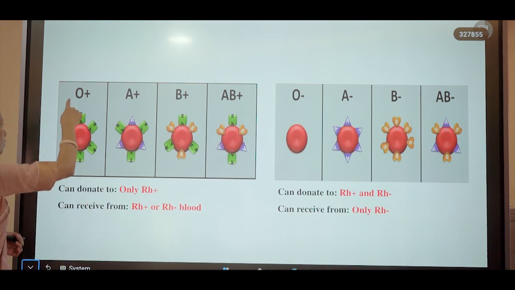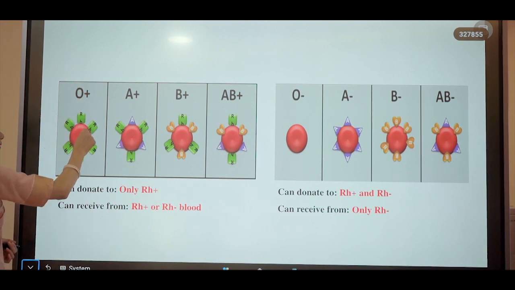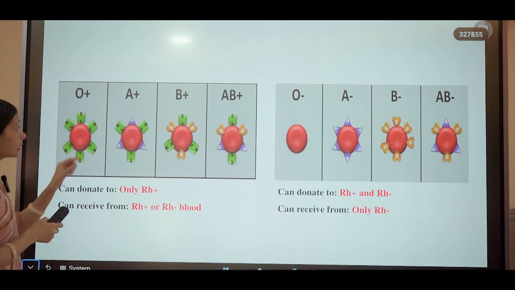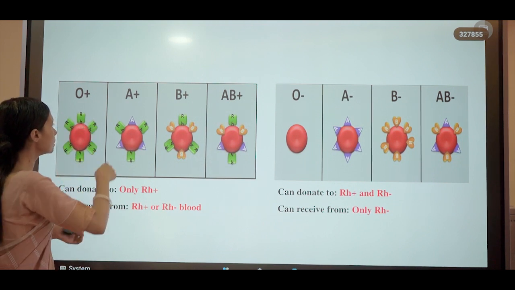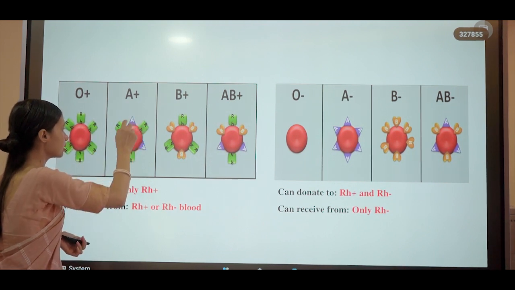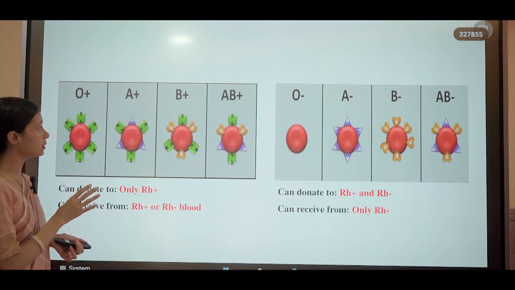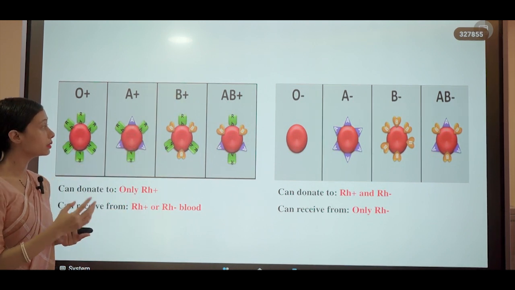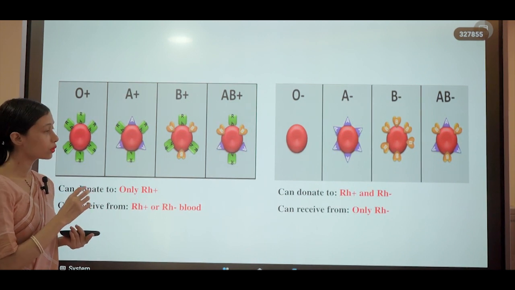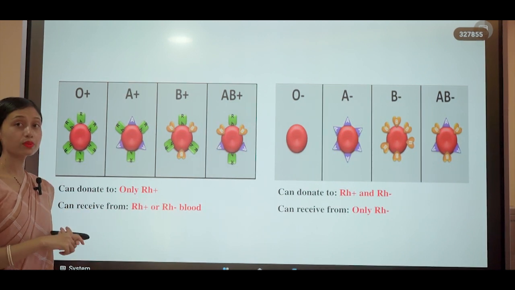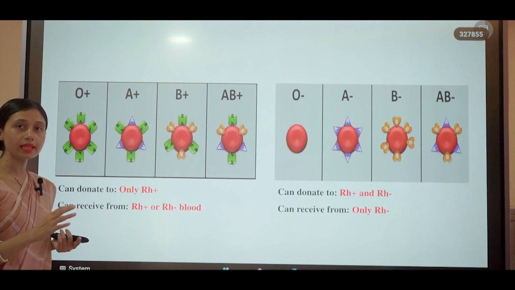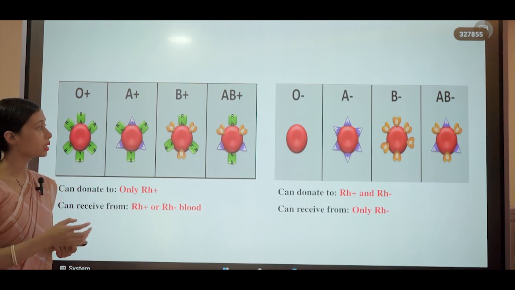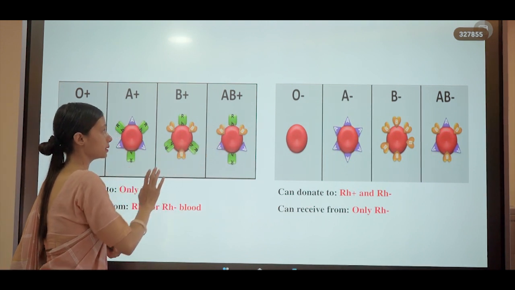See, in case of O positive blood group, only the Rh antigen is present. In case of A positive, both the antigen A and Rh are present on the surface of RBCs. In case of B positive blood, the Rh antigen along with the B antigen are present on the surface of RBCs. In case of AB positive, all these three antigens A, B and Rh are present on the surface of RBCs.